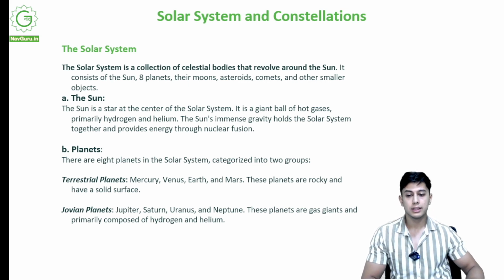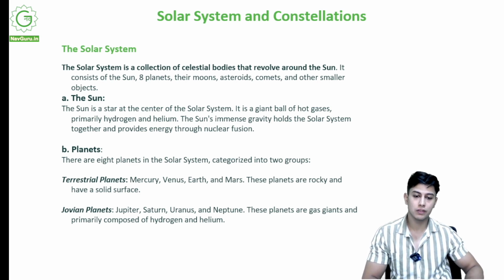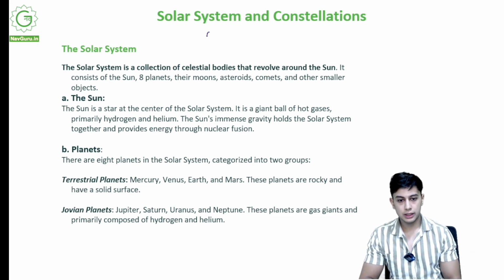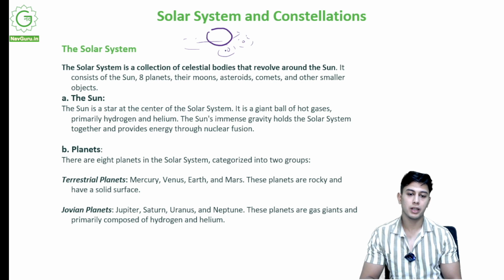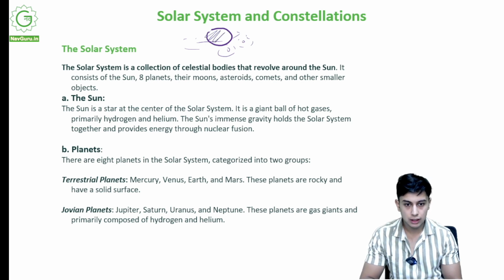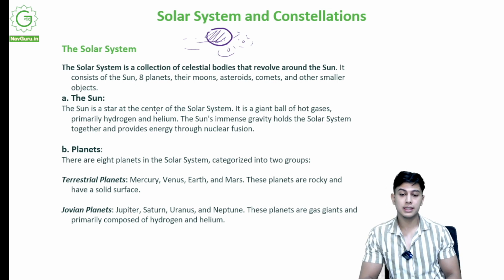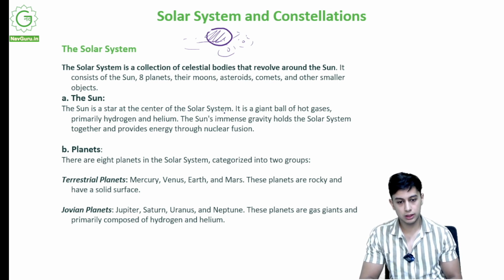The sun. What is the sun? The sun is a star at the center of the solar system. So this is a big sun and other things are revolving around it, and those things also have something revolving around them, those planets. So this major thing, this biggest thing is the sun. The sun is a star at the center of the solar system.